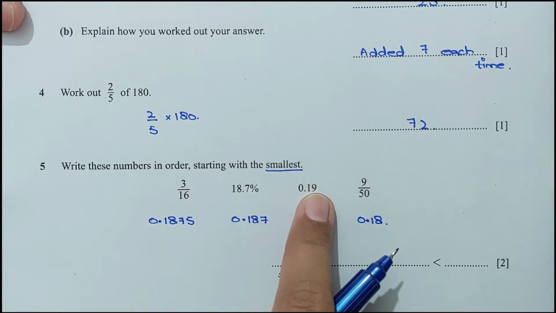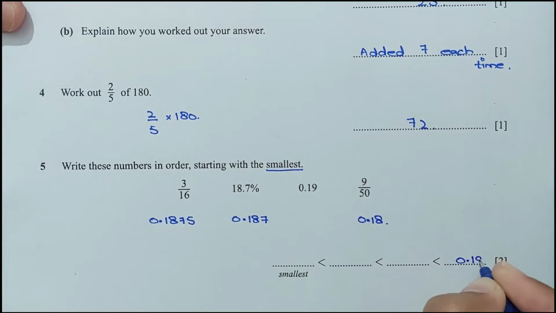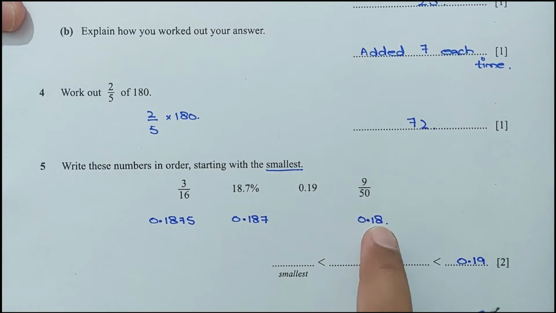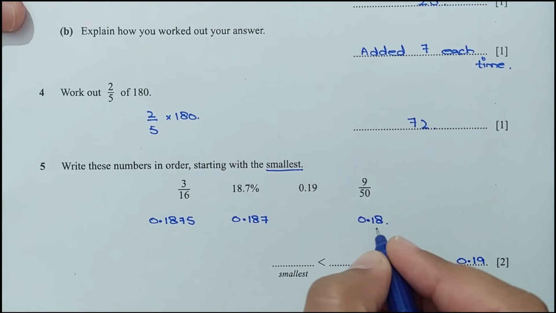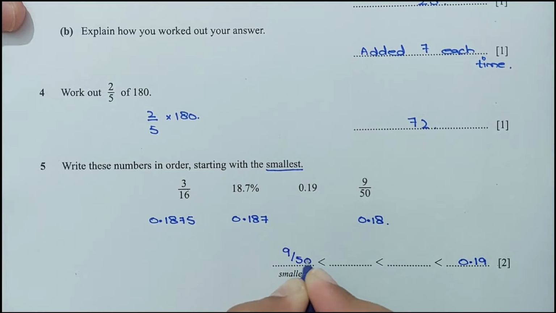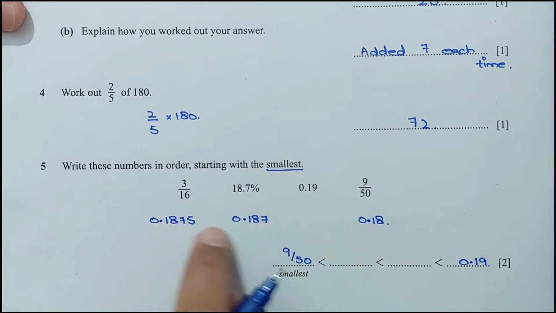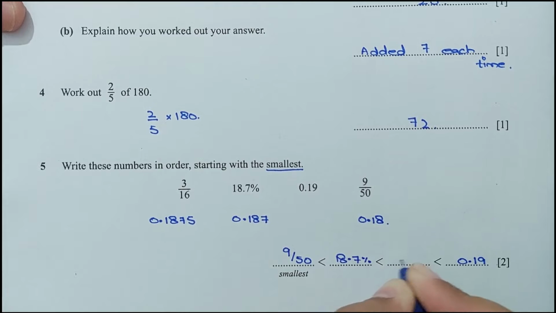0.18, 0.19 is the highest one. So these are dealing with 0.18. That is the smallest one, which is 0.18, so that is 9 out of 50. And from the other two, that is 0.187 and 0.1875. So the next smallest is 18.7%, and then we have 3 over 16.